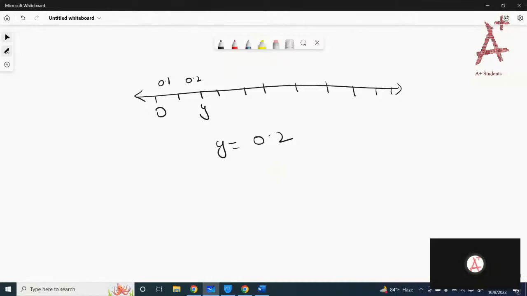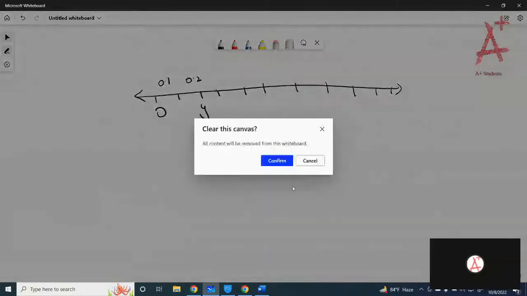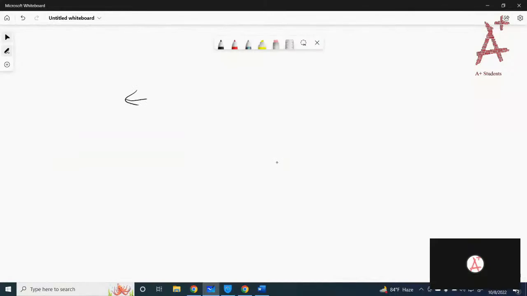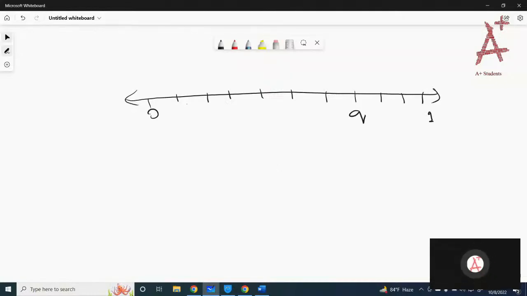Okay, let's do another example. Okay, 0, 1, 2, 3, 4, 5, 6, 7, 8, 9. 1, 2, 3, 4, 5, 6, 7, 8, 9, and 10. Okay, so here you have q. So what is the value of q? Just count the intervals: 0.1, 0.2, 0.3, 0.4, 0.5, 0.6, and 0.7. That means q is at 0.7. Got it?